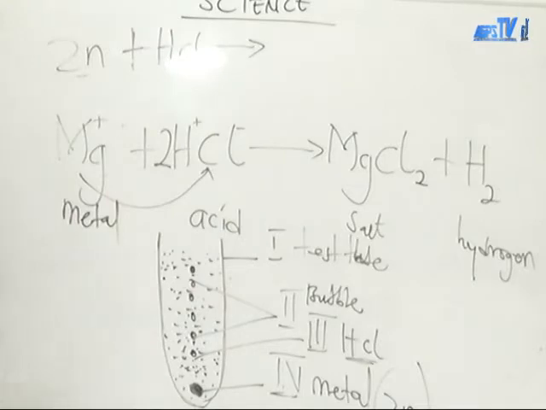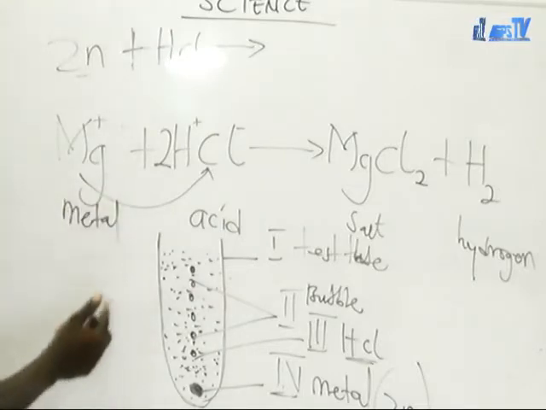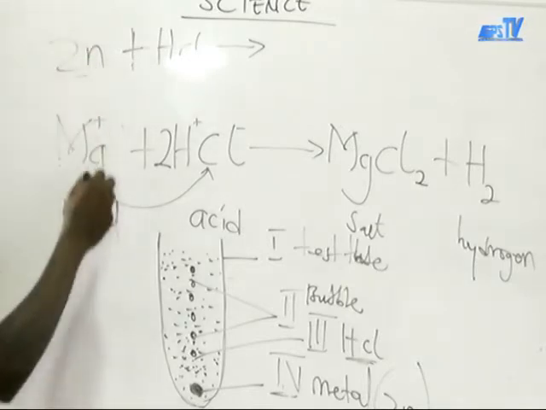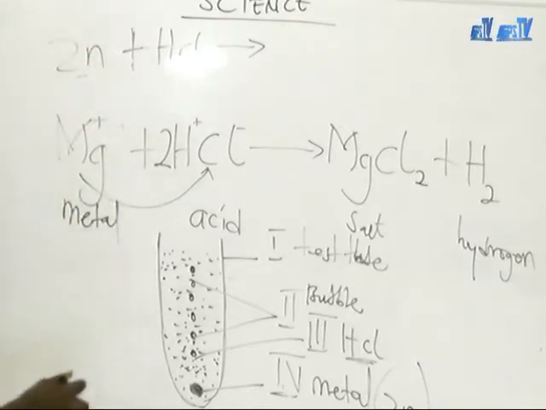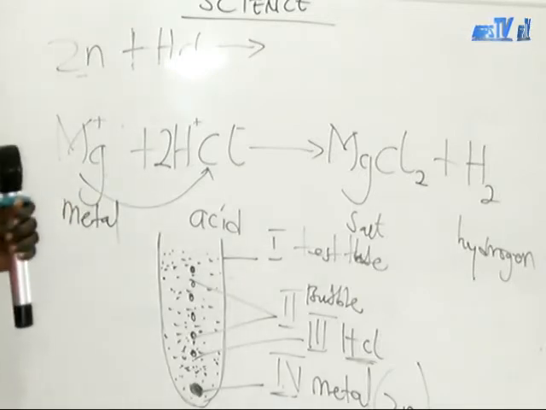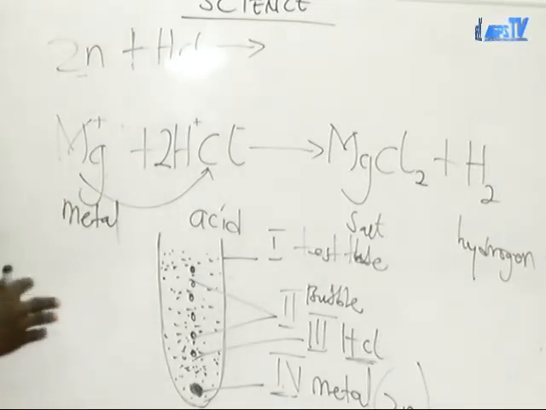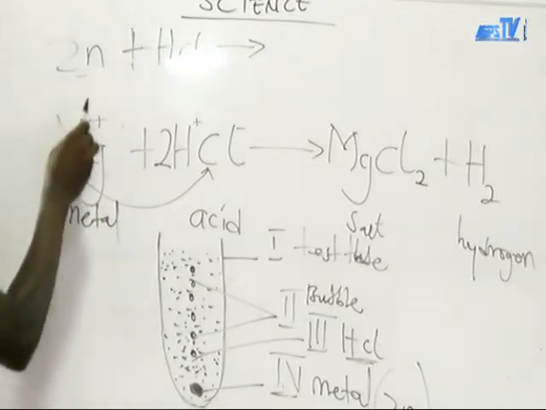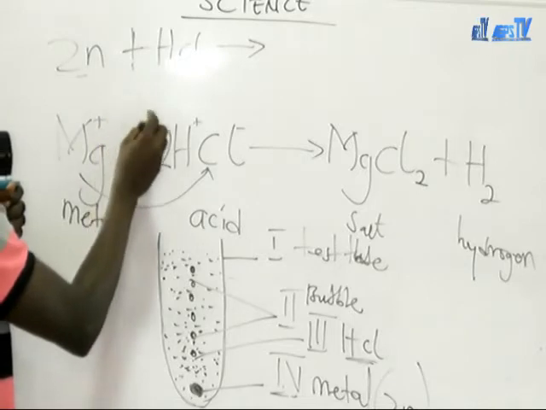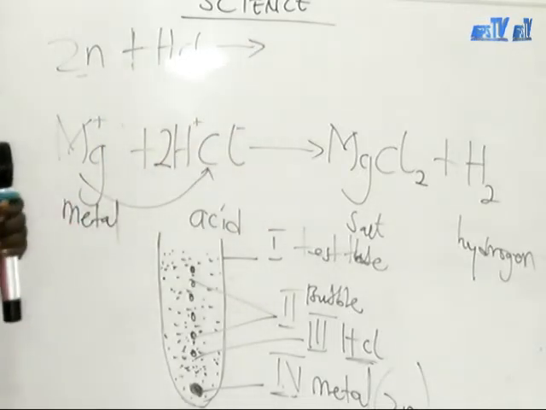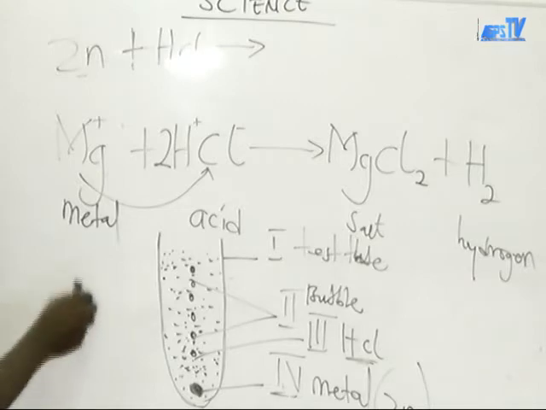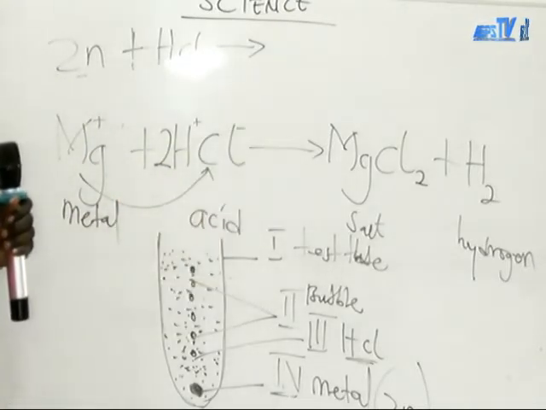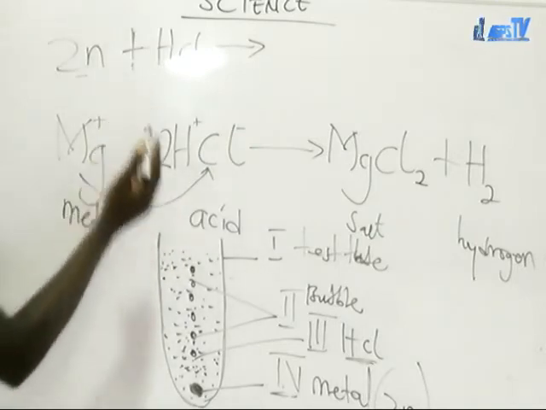But before you can balance this chemical equation, you have to know that acid reacts with metal to produce salt and hydrogen gas. If you don't know, it means that you cannot balance this equation. But if you know that acid reacts with metal to produce salt and hydrogen gas, then you can balance this equation. So you know that the first product will be salt, and the second product will be what? Hydrogen gas.